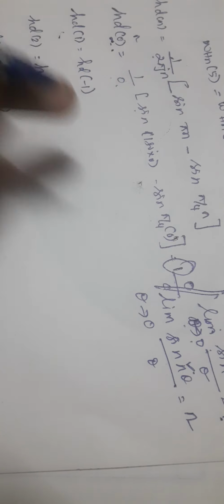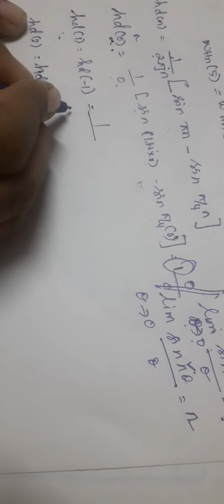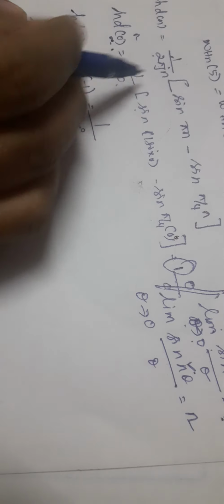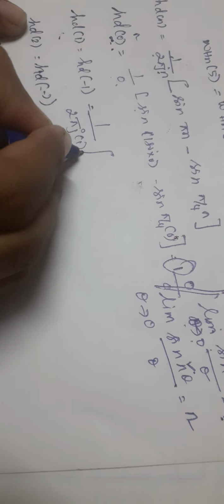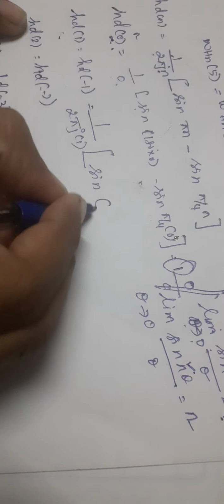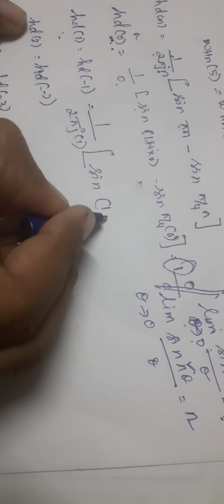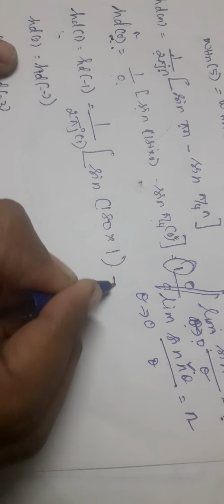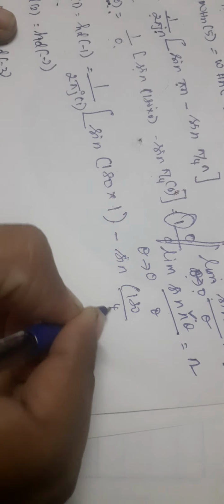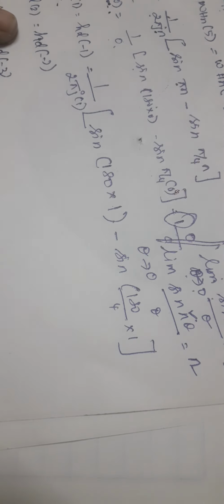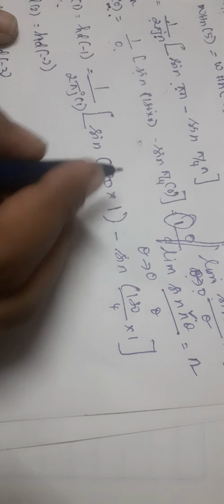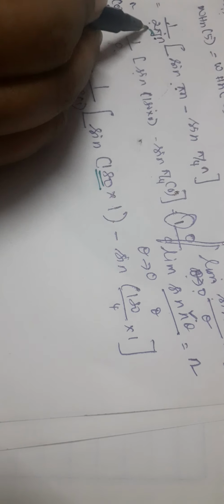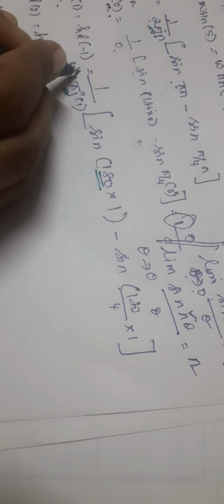Okay, so next you have to find hd of 1, which is equal to 1 divided by 2 pi j, instead of n it is 1, into sine of, instead of pi you have to substitute 180 degree, into n it is 1 minus sine pi, it is 180 divided by 4 into 1. Okay, here you have to note one very important thing, that is, in this pi you have to substitute 180 degree, in the denominator pi you have to substitute 3.14.